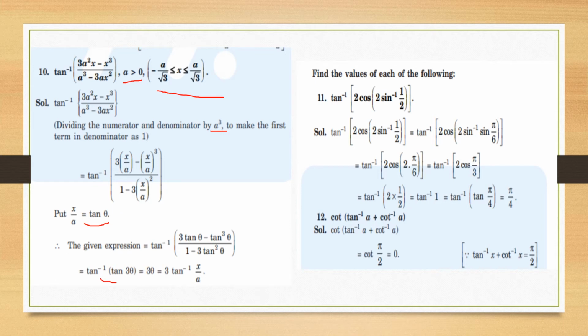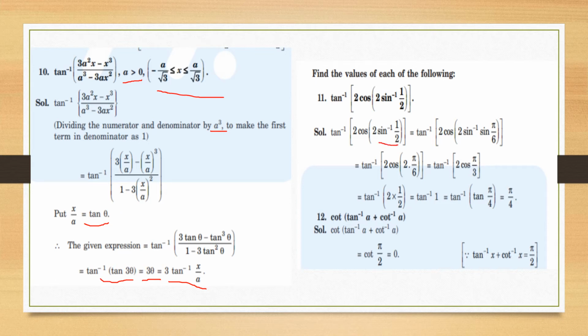Okay, so this is the formula for tan 3 theta, and we get the result as 3 theta, which is 3 times tan inverse x upon a, as theta is tan inverse x upon a. Then find the values of each of the following. Number 11 is tan inverse 2 cos 2 sine inverse 1 by 2. Okay, so let us start from the bracket inside.